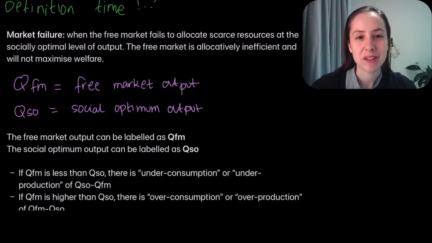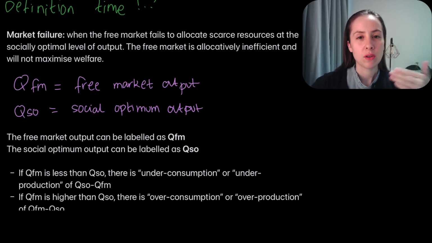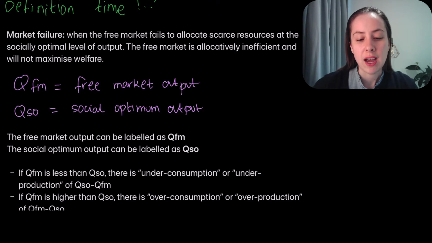So here I have a definition of market failure: when the free market fails to allocate scarce resources at the socially optimum level of output. Have a go at writing that down. The free market is allocatively inefficient and will not maximize welfare. So that's all that market failure means. If you're not at the social optimum, you are allocating too many resources or too few resources and therefore not maximizing welfare.